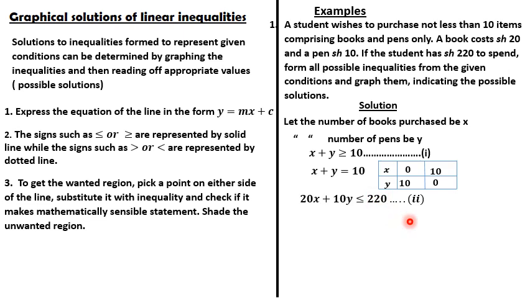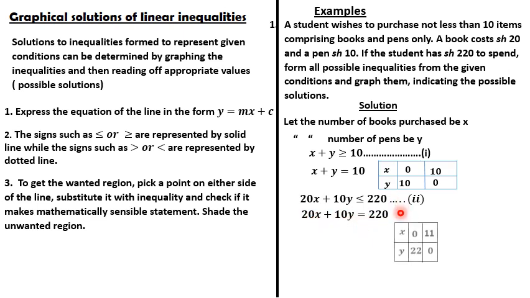Then we can move from the inequality to an equation. This becomes 20X plus 10Y is equal to 220. You can simplify this by cancelling the zeros, then you have 2X plus Y is equal to 22, or you can simply keep it the way it is. The values of X and Y will not change even if you have not simplified. But if the numbers are very long, then of course you can simplify.